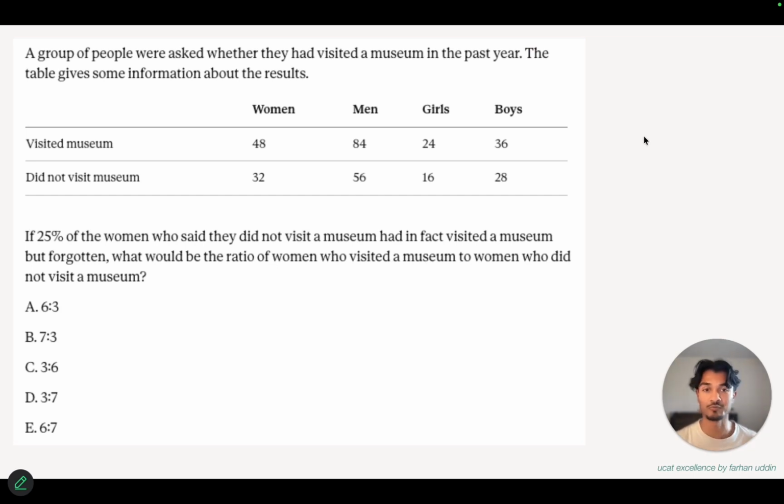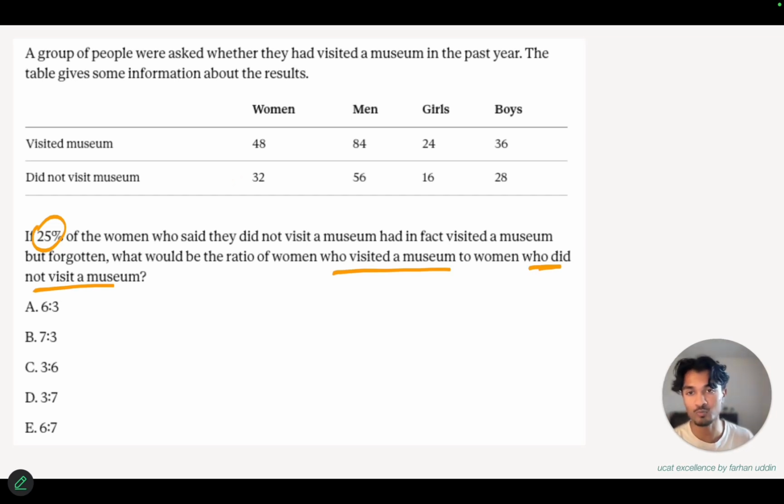Here's the next question. Feel free to pause the video and have a go. Alrighty, so let's run through this one now. If 25% of the women who said they did not visit a museum had in fact visited but forgotten, then what would be the ratio of women who visited the museum to women who did not? So let's remember the wording. It's visit to not visit, just like it has in this order. So shouldn't really be all that confusing.